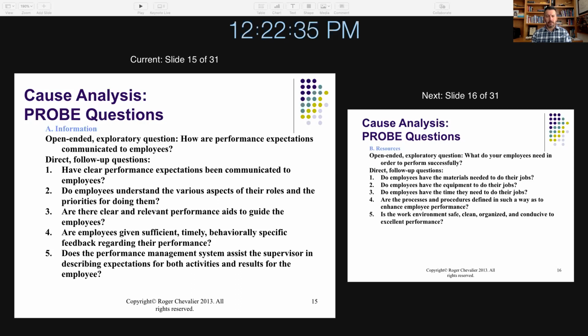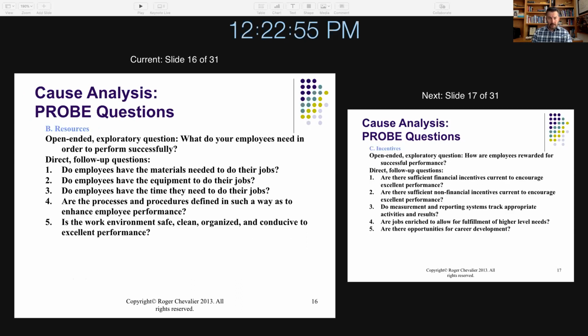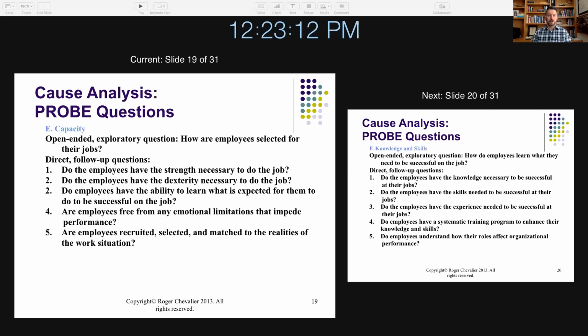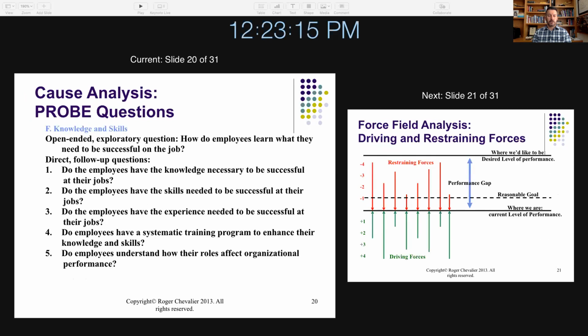If it's, for example, that there aren't any aids to help with information, number 3 would bring that out. And then you could look at the need for performance aids in the workplace. Once again, we do these questions for all 6 boxes of the Gilbert model. So the first one was information, the second one resources, the next one incentives, and then we get to the individual: motives, capacity, and skills and knowledge.